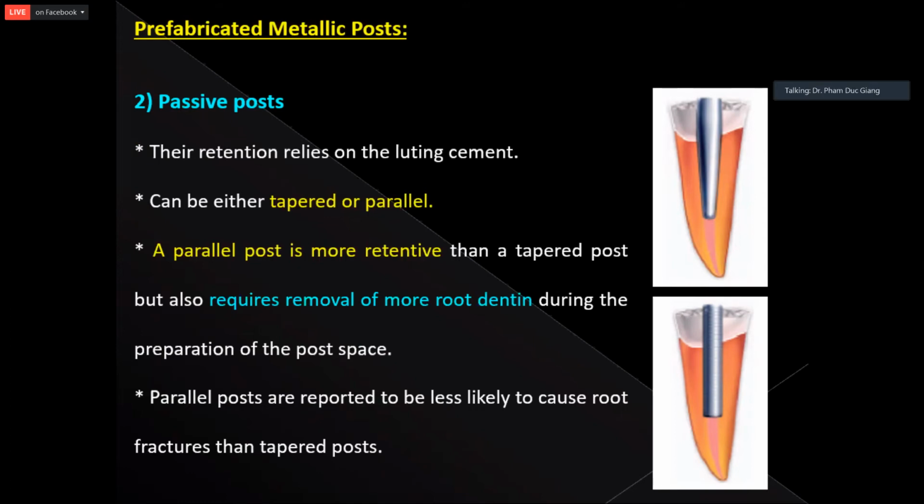Sorry, the last sentence was: the passive post is more favorable compared to the active posts because there is not much stress on the root. Okay. Tiếp theo nữa là về nhóm chốt thụ động. Nhóm chốt thụ động này thì nó có hai nhóm nhỏ hơn, đó là nó có thể là chốt dạng thuôn và thứ hai chốt song song.